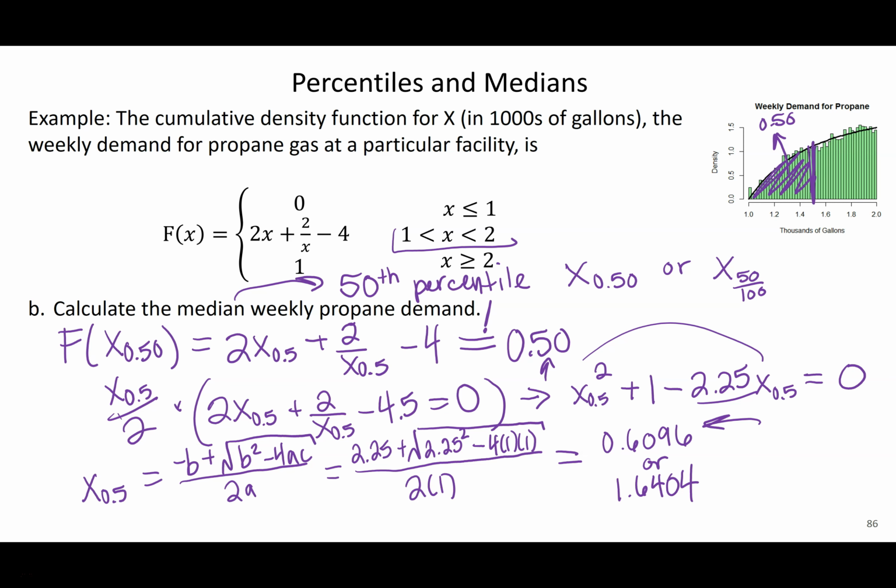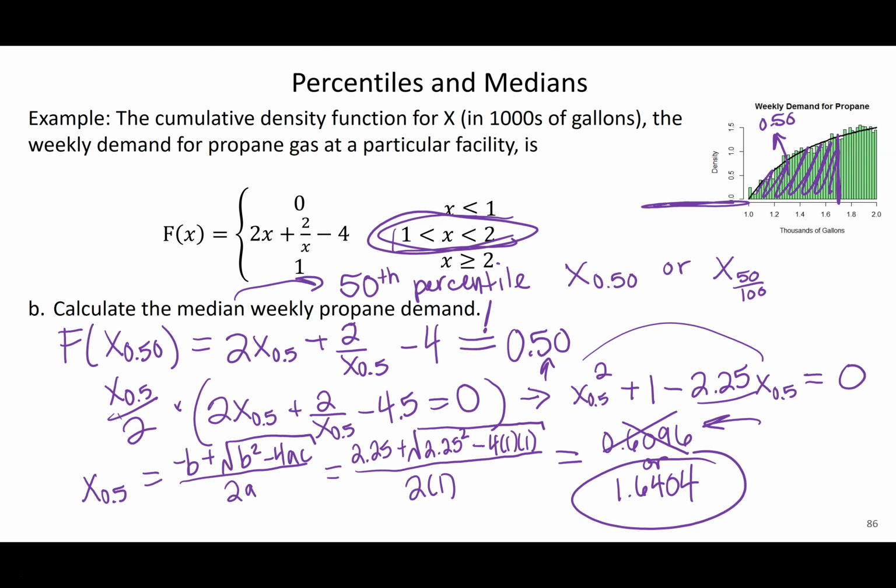0.6096 thousand gallons? Considering that we haven't seen any demand that low, no, it's not going to be. See, I try to doodle. It's going to be more like 1.64. Obviously, I can't draw to scale. I'm not going to become a designer anytime soon. So what this is saying is, for a weekly demand of propane of 1.6404 thousand gallons, 50% of all of the other demands are below it, and 50% would be above it. So that would be my median.